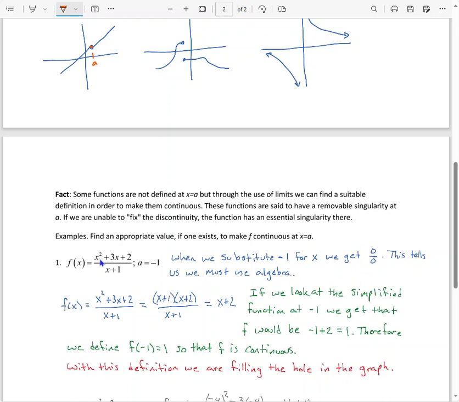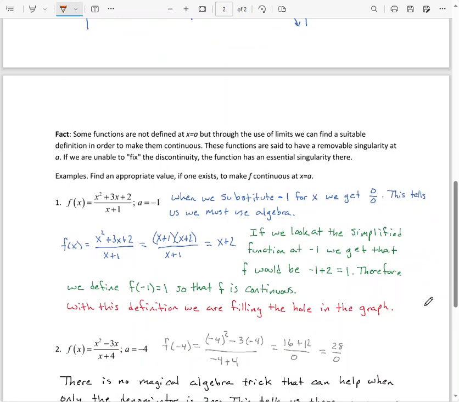Our function is x squared plus 3x plus 2 all over x plus 1, and we want the a value of negative 1. So first thing we're going to do, and I'll tell you more about this in the next section, let's substitute. Put negative 1 in for x. Negative 1 squared is 1. 1 plus 2 makes 3. 3 times negative 1 is a negative 3, so that's a 0 in the numerator, 0 in the denominator.